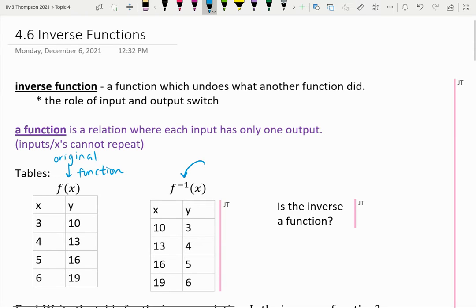And this symbol right here, f to the power of -1, that is the notation for inverse. So this notation right here means inverse function. It's actually not raising anything to a power. It's just a notation that means inverse.